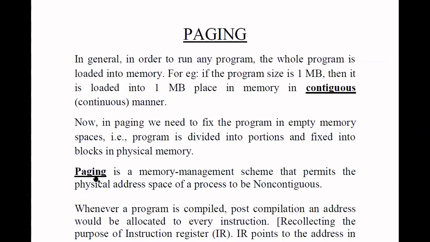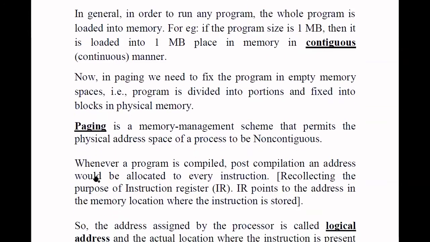The apt definition for paging is that it is a memory management scheme that permits the physical address space of a process to be non-contiguous. This is a key terminology with respect to paging. We don't want the physical memory space to be continuous anymore. We don't want the instructions to be stored in a contiguous manner anymore. It can be spread across the physical memory in whichever space is available.